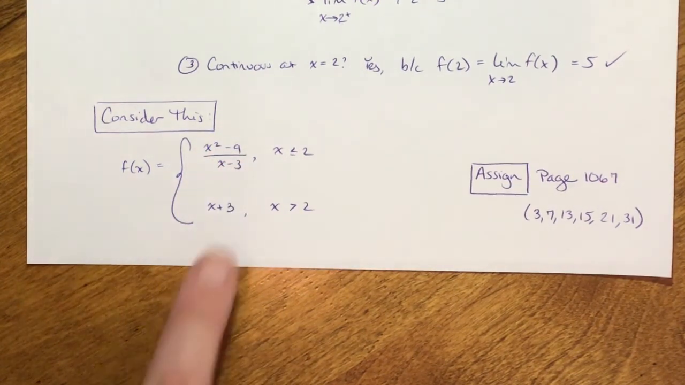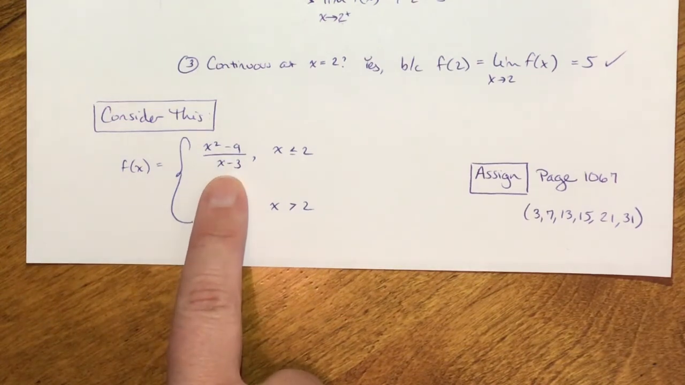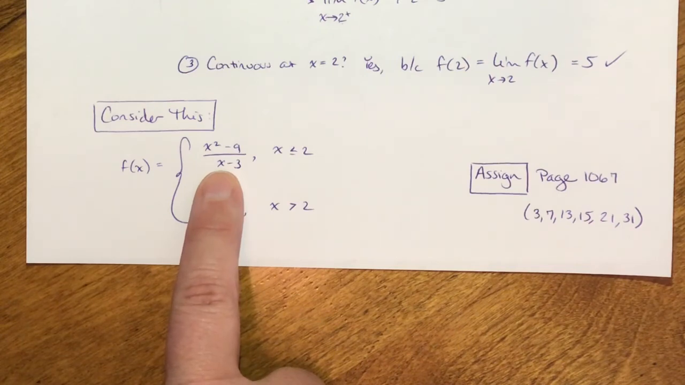So what value are we worried about for this piece of the function? Where would it be discontinuous? Yeah, at x equals 3. 3 in the denominator is a problem there. It would cause that function to be undefined.